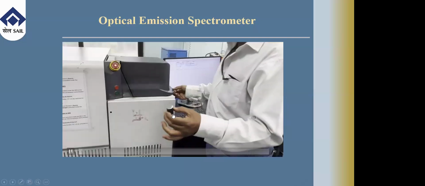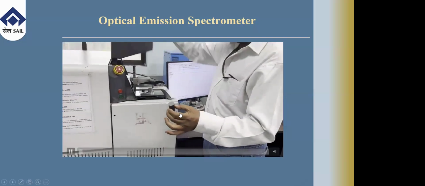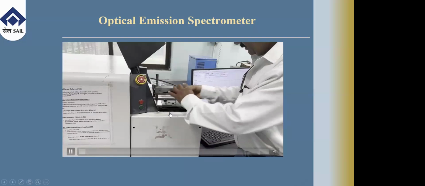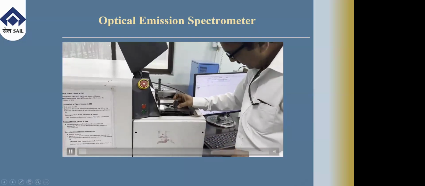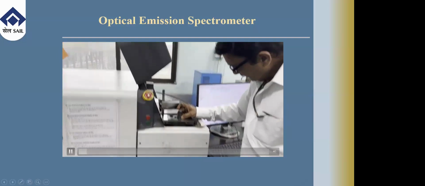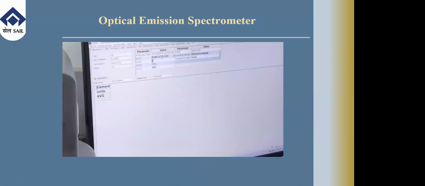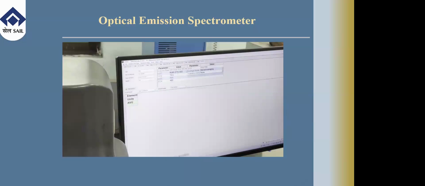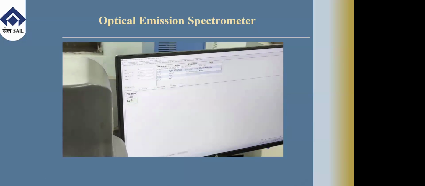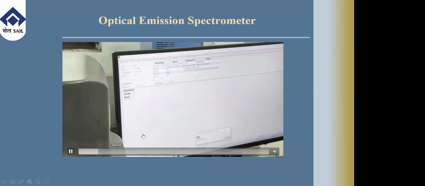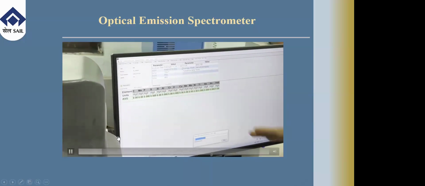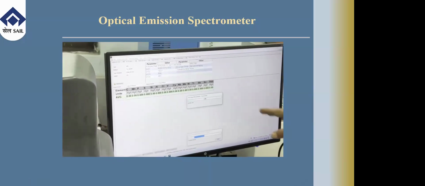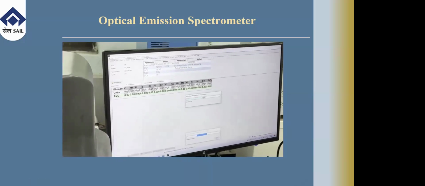As you can see, this is another TMT sample being placed on the electrode. After that, the electrode is placed on the TMT. The optical emission spectrometer is totally based on spark spectrometry. The optical emission spectrometer works on the principle of the spark generation method.